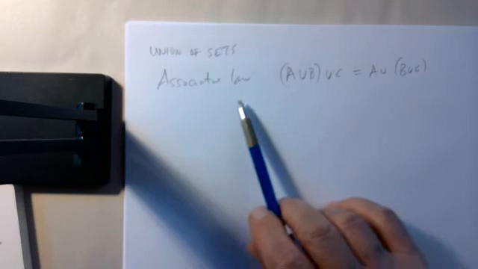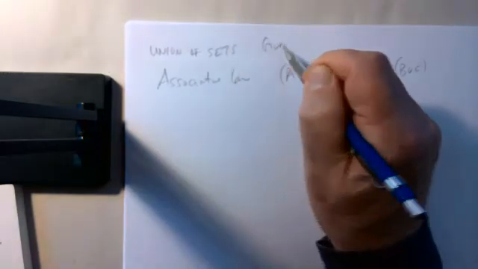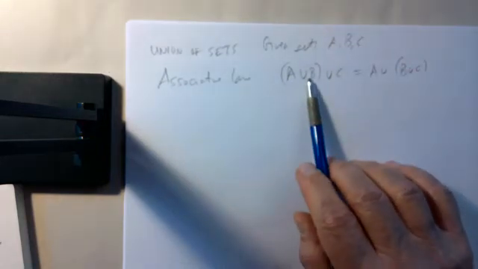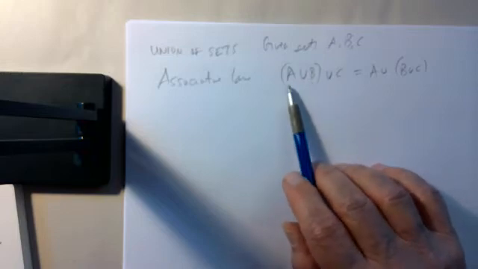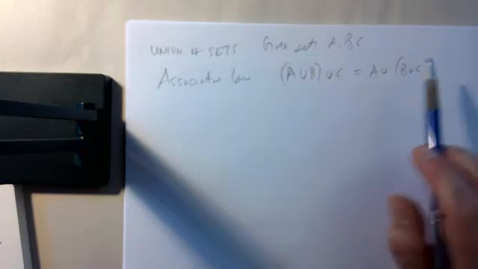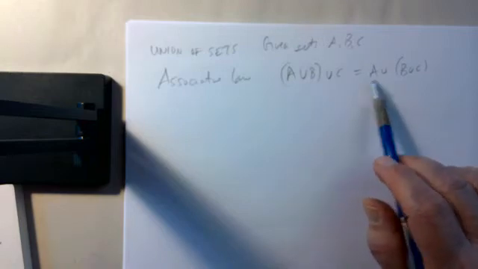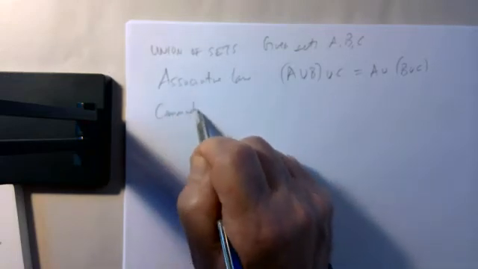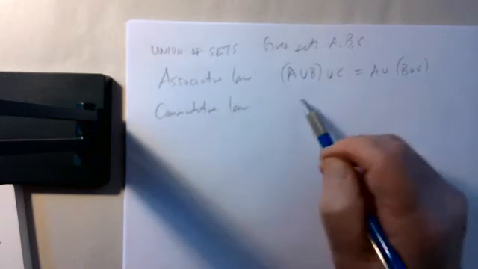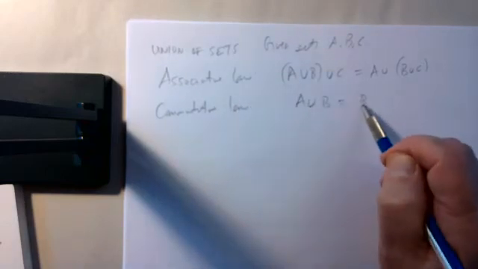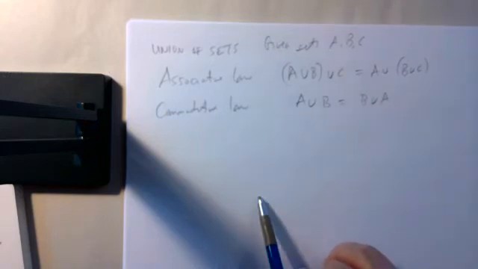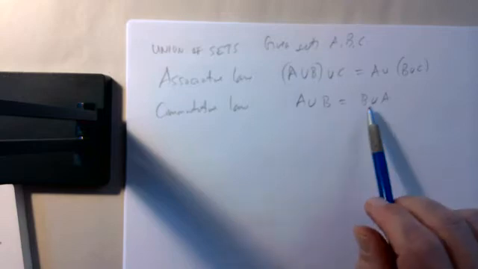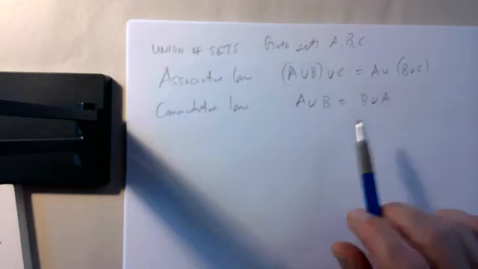Right? So what does this mean? You have your given sets A, B, and C. If you take the union of A and B, and then you take the union of that set with C, you get exactly the same thing as if you took the union of A with the set B union C. And we also have a commutative law that A union B is B union A. Again, this is sort of clear because this is everything that's in A or B, and this is everything that's in B or A, but they're the same set.